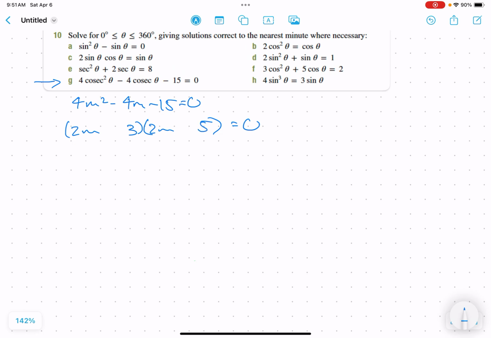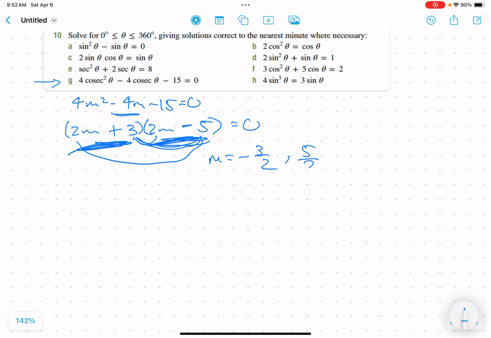All right, so if I do that and I want a negative 4m, this is what I'm looking at: that's a 6 and that's a 10. So minus 10 plus 6 is negative 4. And then I still get the negative 15 there, so that looks good. So m is going to equal minus 3 on 2 if I make this bracket 0. And making this bracket 0, I will have a 5 on 2.